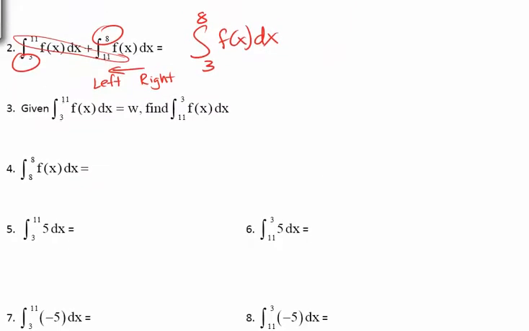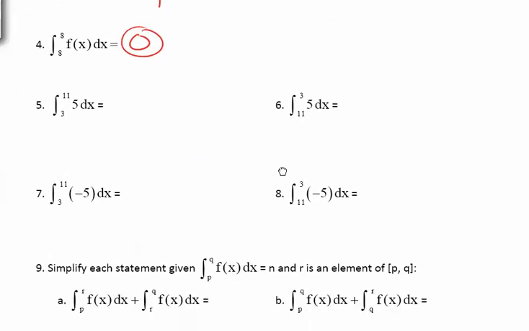Okay, if we know that the integral from 3 to 11 is w, then what is the value from 11 to 3? That would be the opposite of w. The area from 8 to 8 would always be nothing, 0.